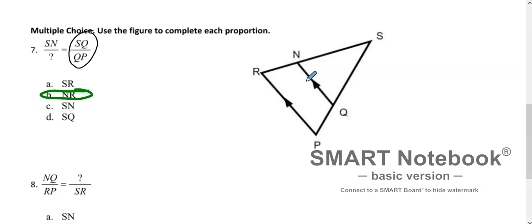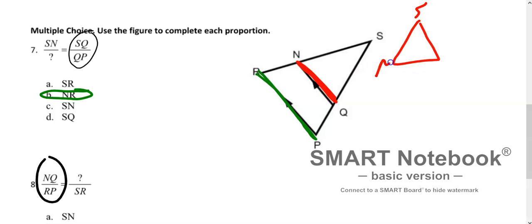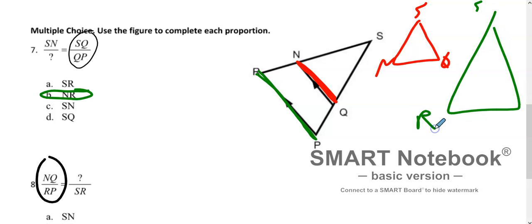So I'm going to look at NQ and RP because that's filled out. NQ, where's that? That's right here. It's the bottom of the small triangle. RP, that's right here, the bottom of the big triangle. And again, if you wanted to, you could do this, SNQ, SRP.